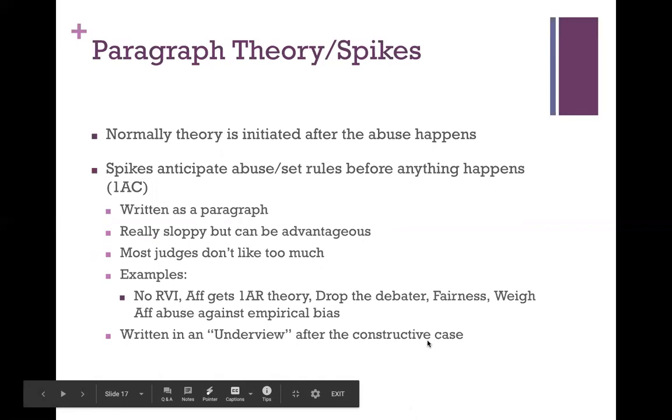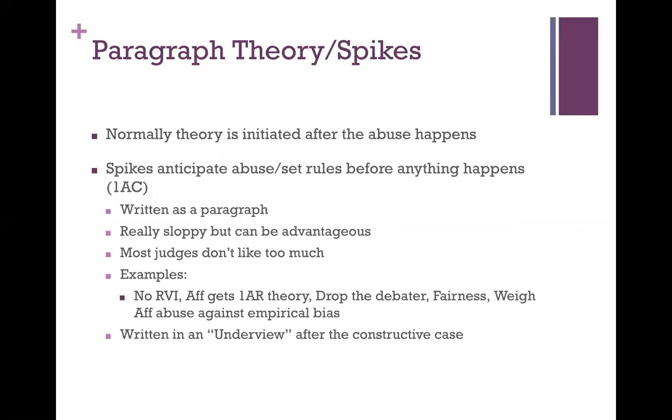Paragraph theory / spikes, often known as spikes. Normally, theory is initiated after the abuse happens, as we had previously pointed out. But spikes anticipate abuse / set rules before anything happens in the 1AC or even 1NC. Essentially, what this means is that instead of saying that your opponent does something abusive, you're going to preempt arguments that could be seen as abusive, or preempt practices that could be seen as abusive.